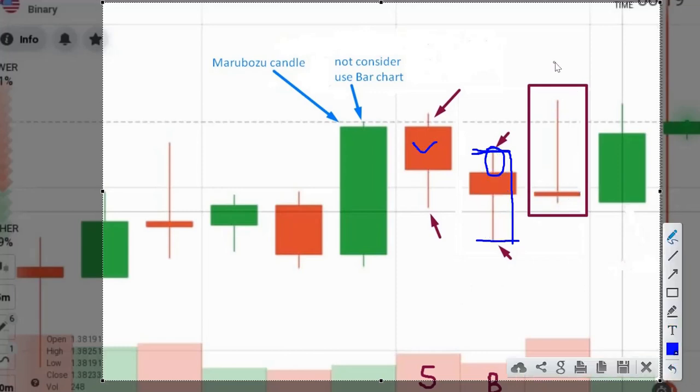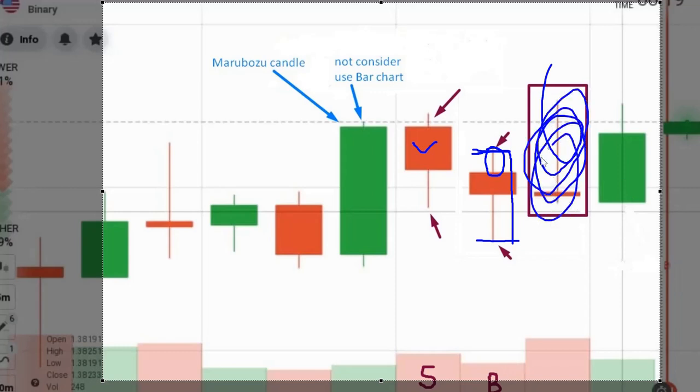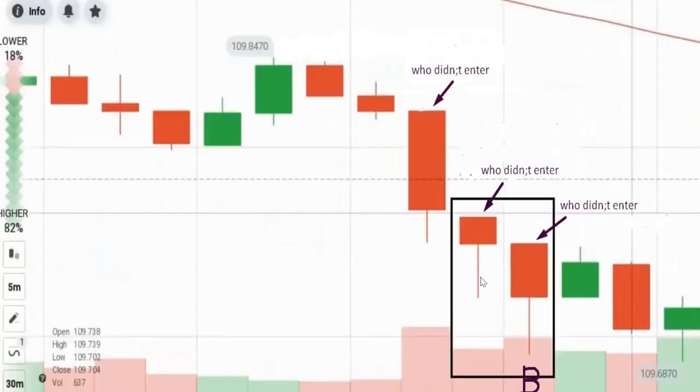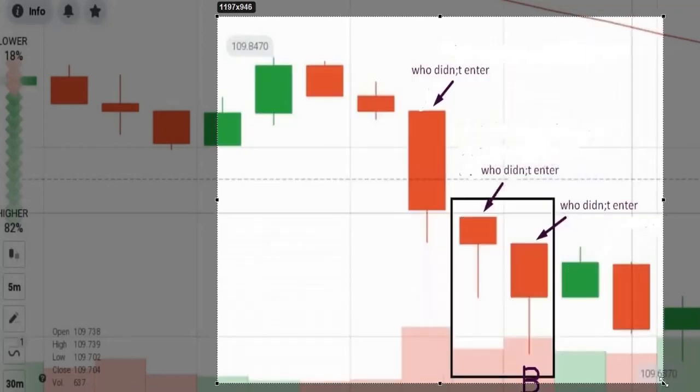We will trade in this candle for a put option. Now the next picture. Oh, this picture.